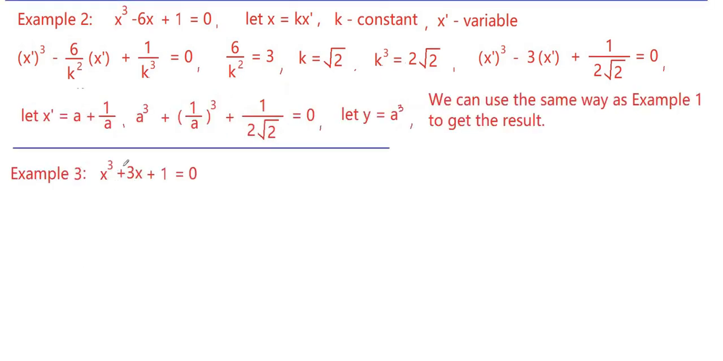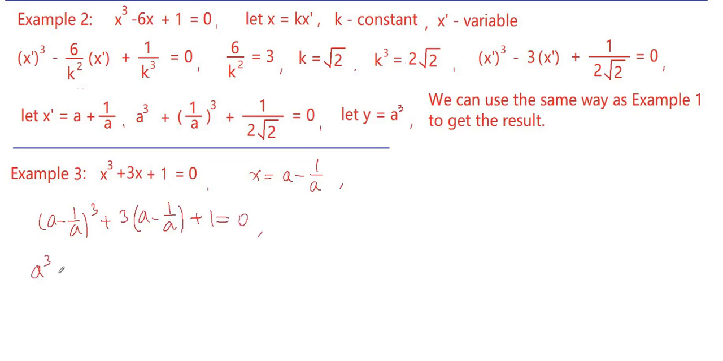The third example. Here it is not minus 3, but it is plus 3. How to do it? We can use a similar way. Let x equal to a minus 1 divided by a. So here it is not a plus, but use a minus. And then we put it inside. We will get the same thing. Plus 3a minus 1 divided by a plus 1 equal to 0.